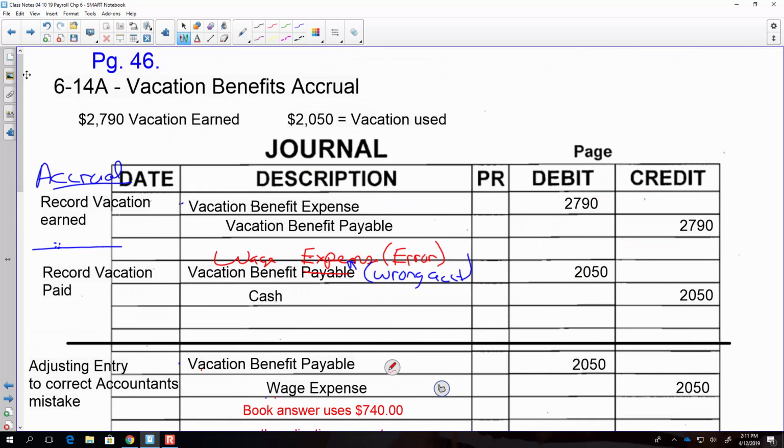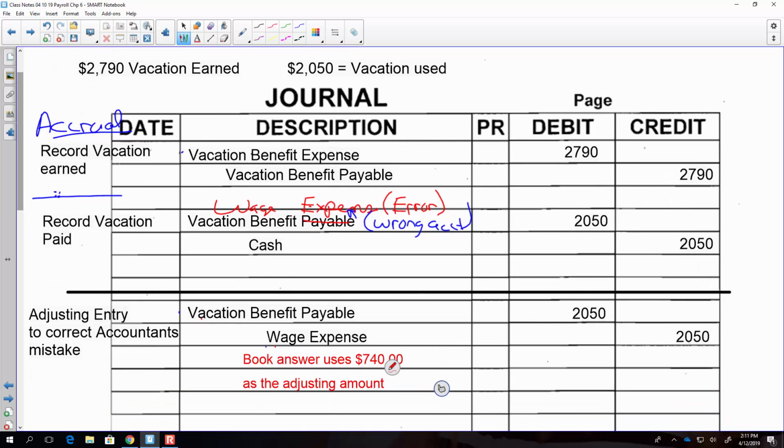On page 46, they actually have an error here. So I want to show that here. They haven't changed it in years. What happened in this particular problem is that they made a mistake and recorded the vacation paid to wage expense. That's what I have in red here.